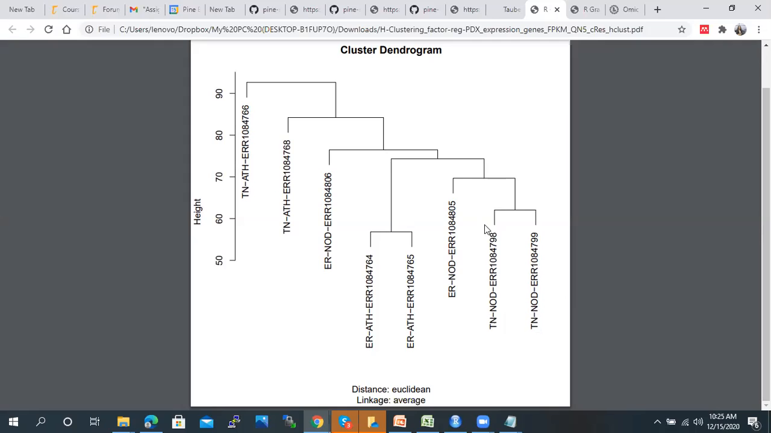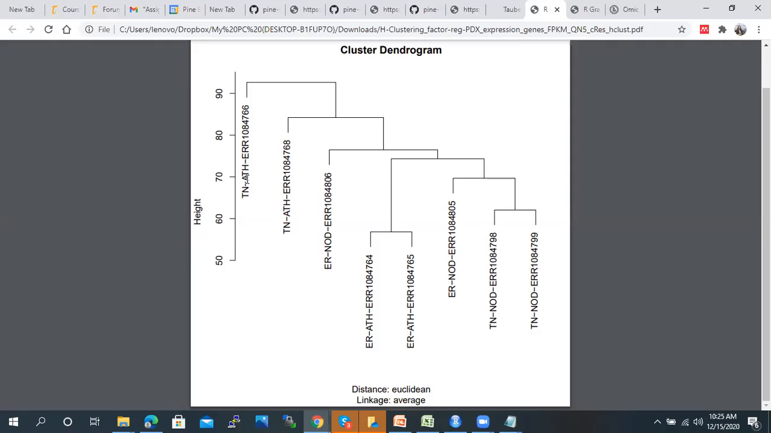If you look at these athymic ER positive samples, they are clustered together, and the triple negative NOD samples are clustered together. Then this ER NOD sample is clustered with the ER positive, but a bit different from athymic. Similarly, athymic triple negative samples are clustered on this side. You can see the pattern based on all the genes. These samples can be clustered even better after selecting particular significant genes. So you can always cluster and play with the different parameters.